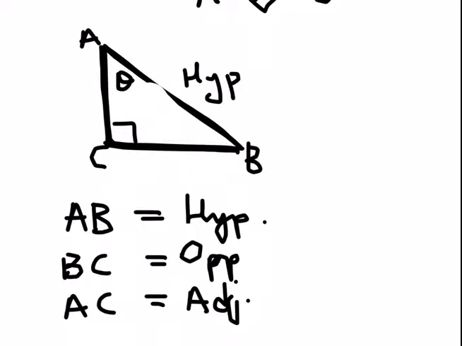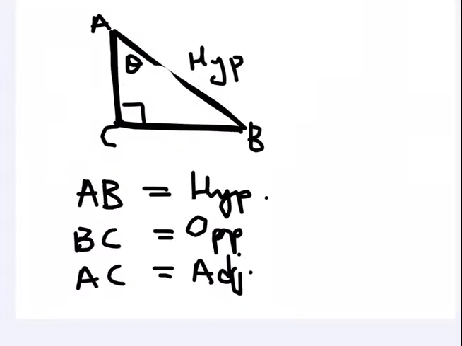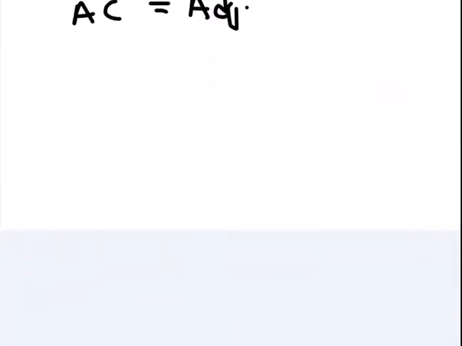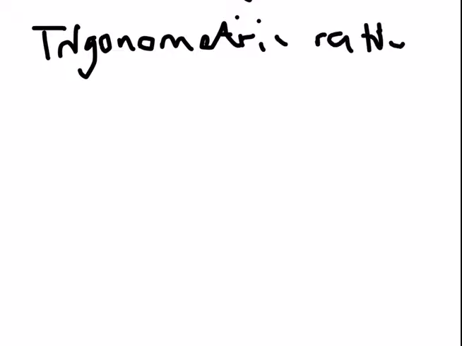So for now, I'm just going to continue with the assumption that you are able to name the sides. What I've just taught you was the naming of the sides of a right-angled triangle. Now what I'm going to explain is the trigonometric ratios. Let me just write it down there: trigonometric ratios.